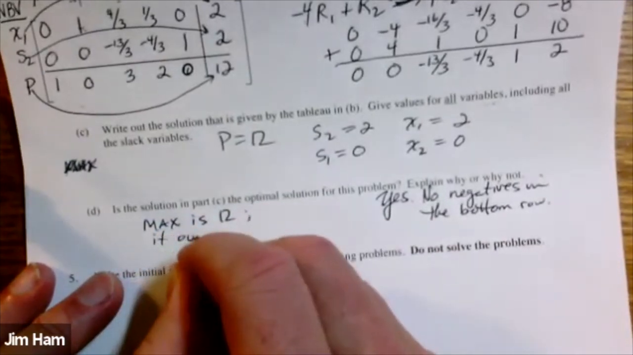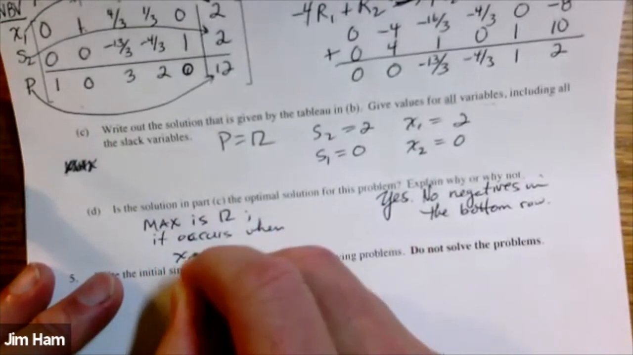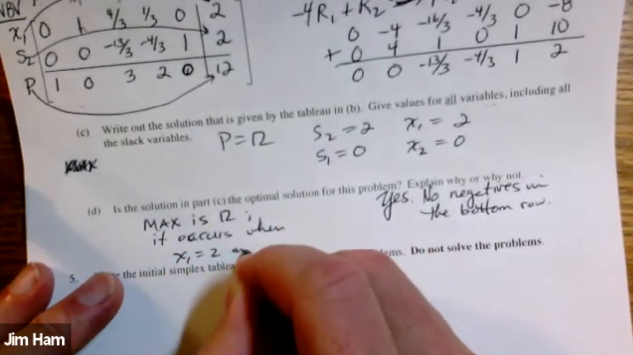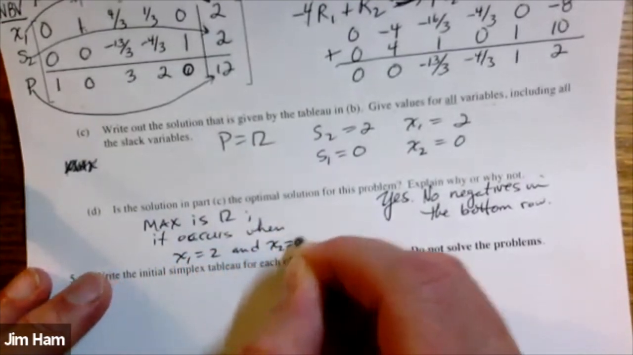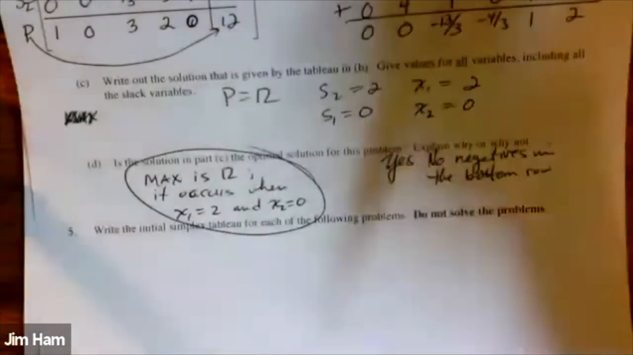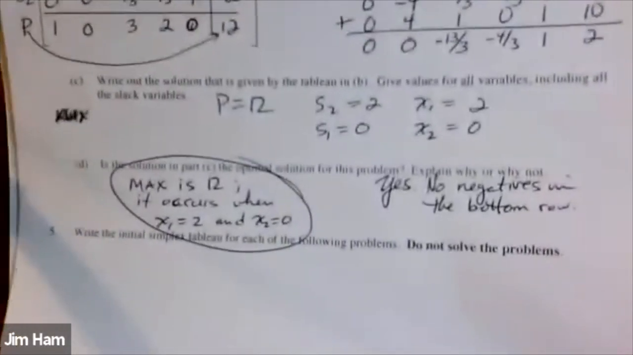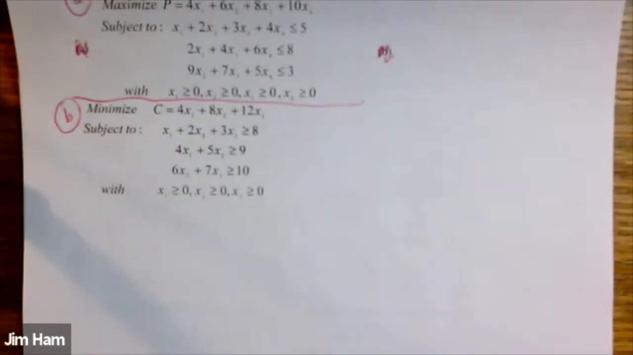It occurs when x1 equals 2 and x2 equals 0. So notice when you write out the actual solution, you don't need to write out the slack variables. Those are kind of dummy variables. Those were created just to enable us to be able to do the problem using the simplex method. So a little bit of the mechanics of row operations. You can get good enough at these.